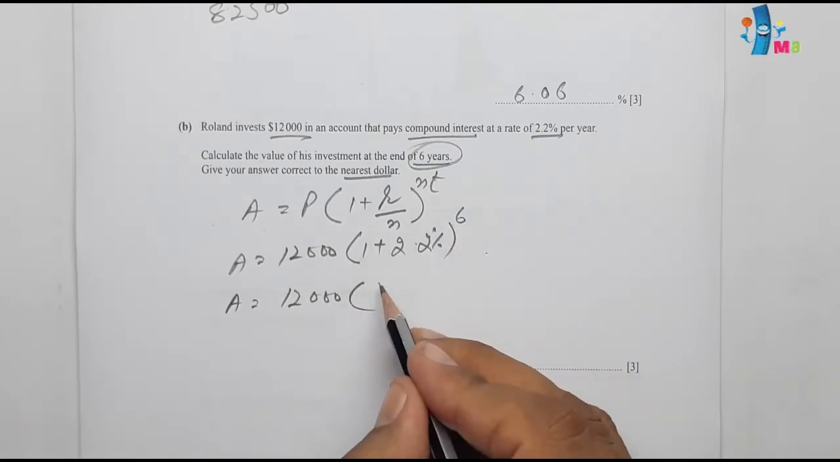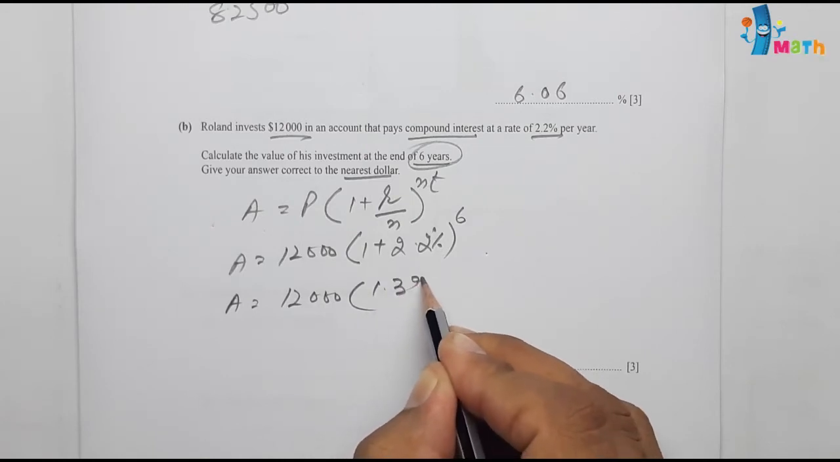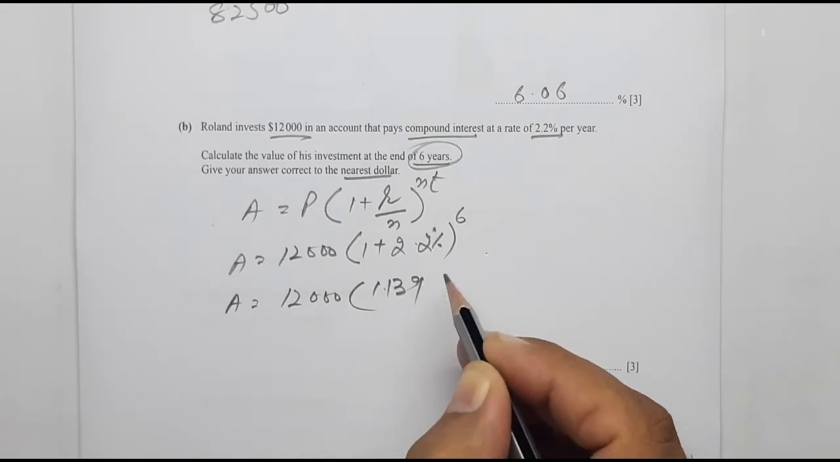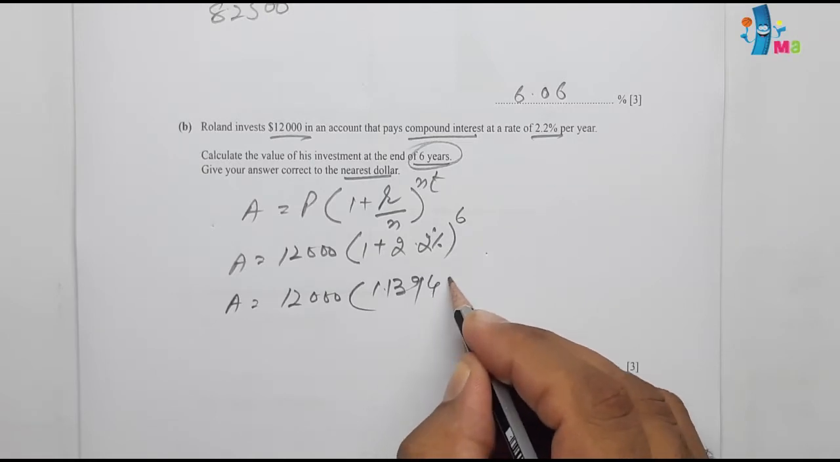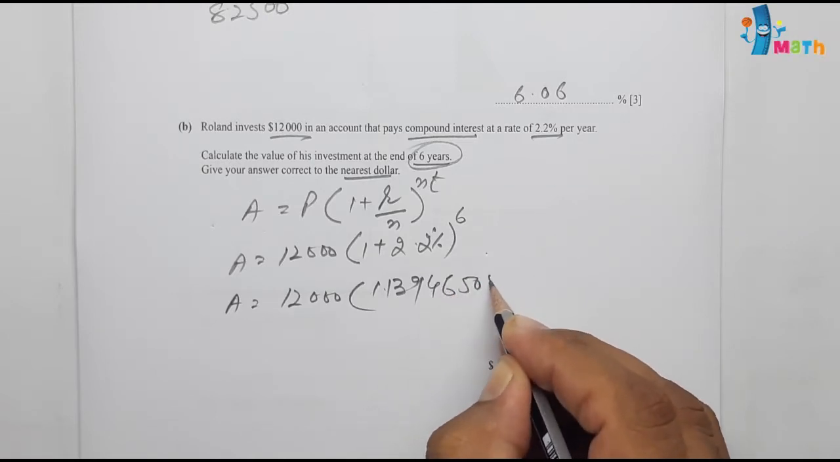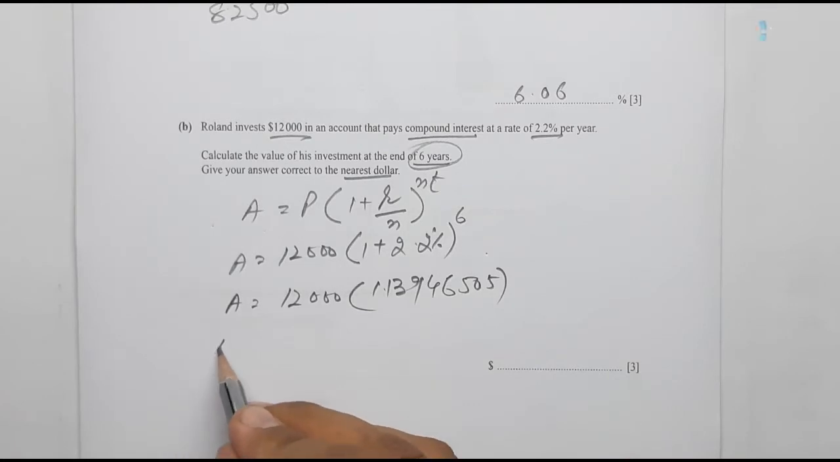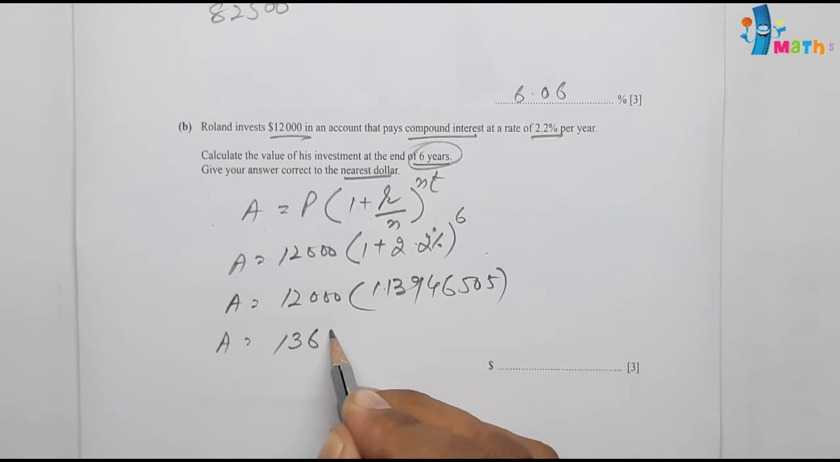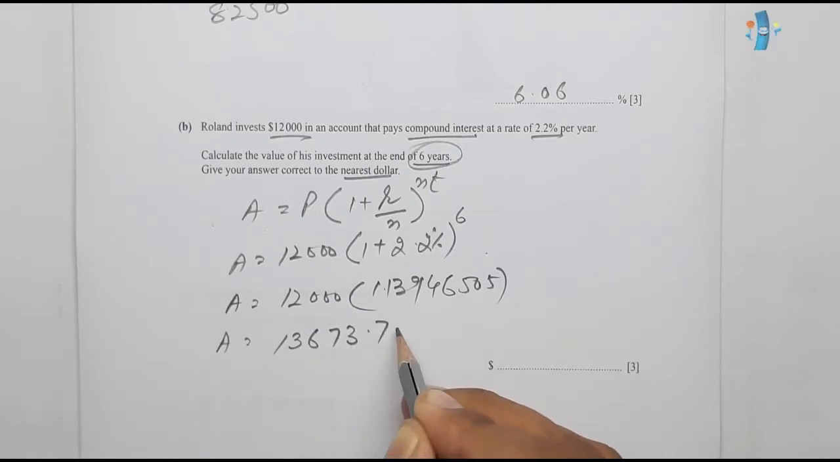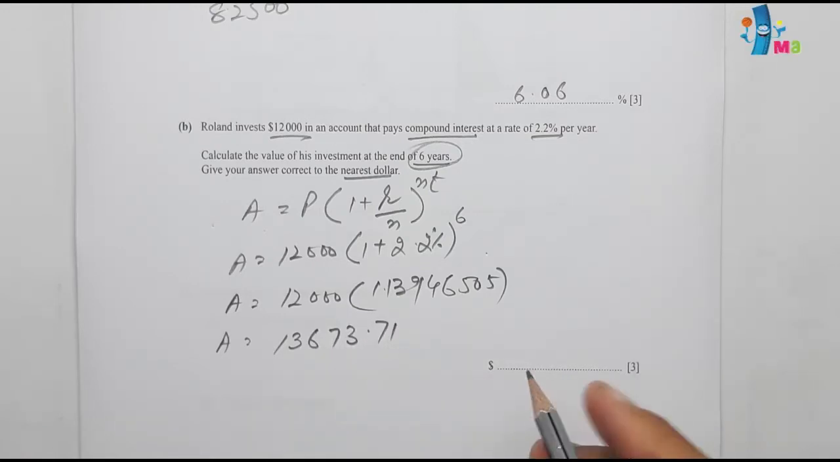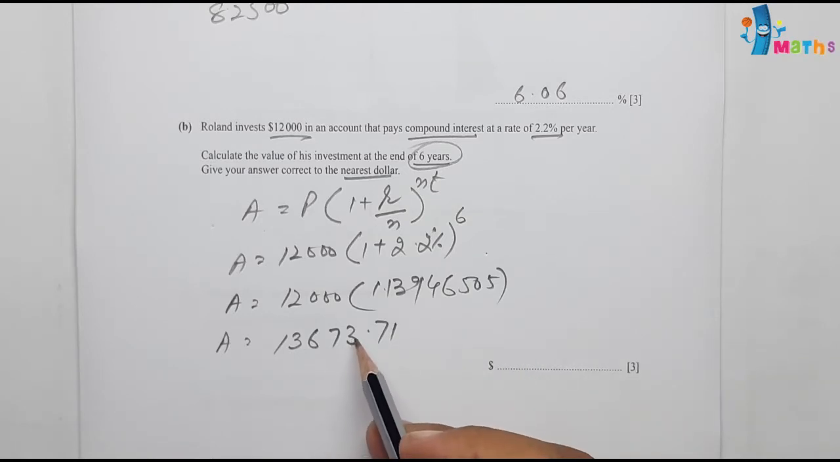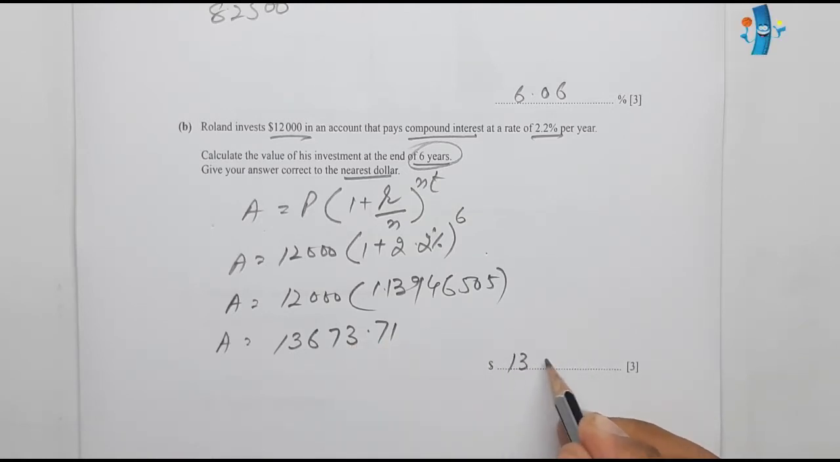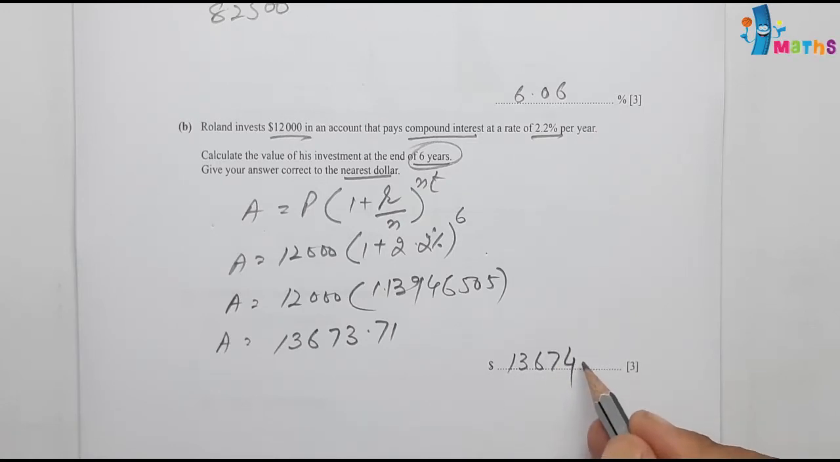So A will be equal to 12,000 into this one. If you calculate, this will be 1.139. I'm copying the complete calculator numbers, and then A will be equal to, if we multiply this one, we'll get 13673.771. So to the nearest dollar, it will be 13674, $13,674.